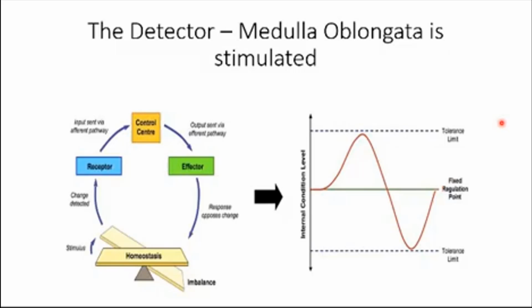If this was positive feedback, then this line would keep going up and up and up until the job was done. All right? Because positive feedback is about getting the job done and moving away from a fixed regulation point until the job is done. All right, let's get back to our video.